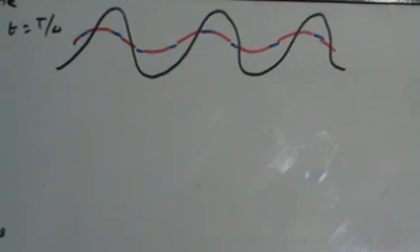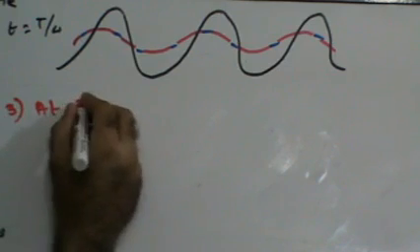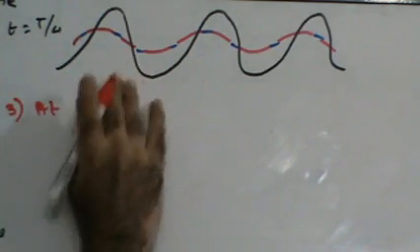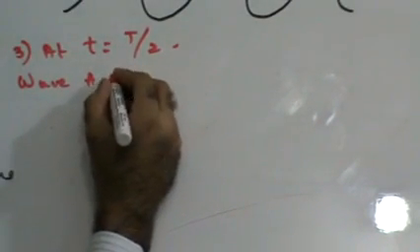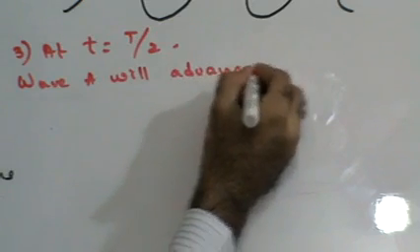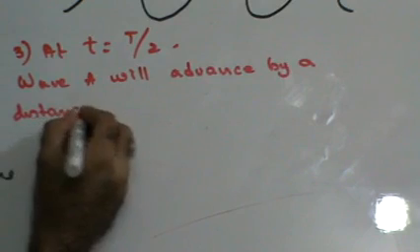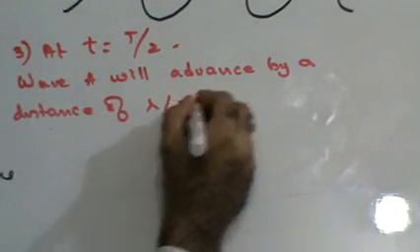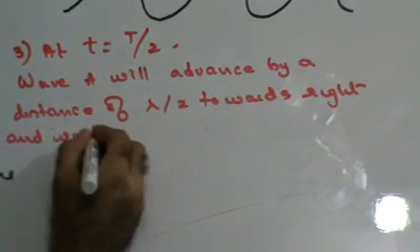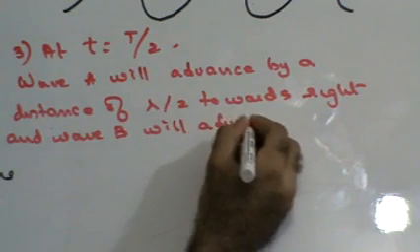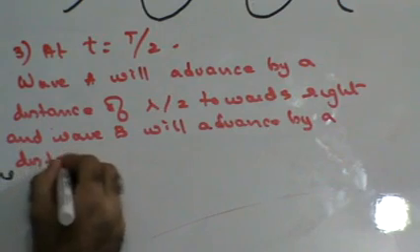Fine. Now let's consider another alternative. At time t is equal to T by 2, both the waves would have advanced. Wave A will advance by a distance of lambda by 2 towards the right, and wave B will advance by a distance of lambda by 2 to the left.